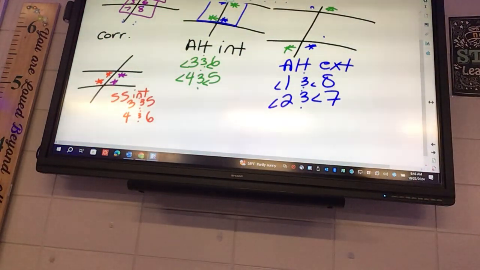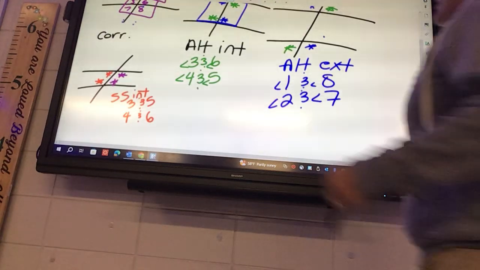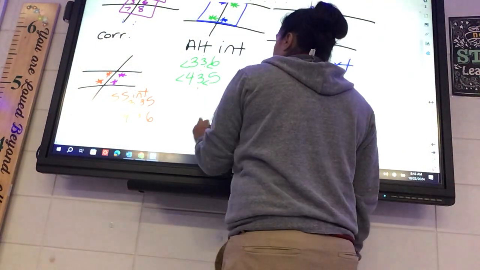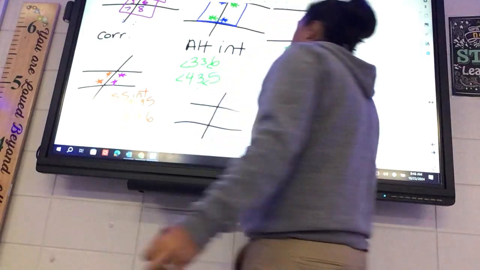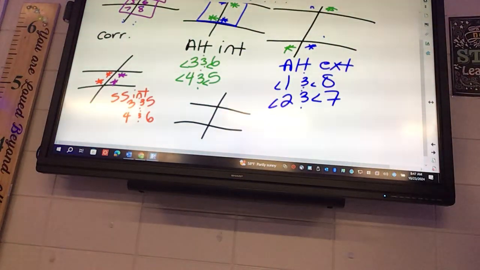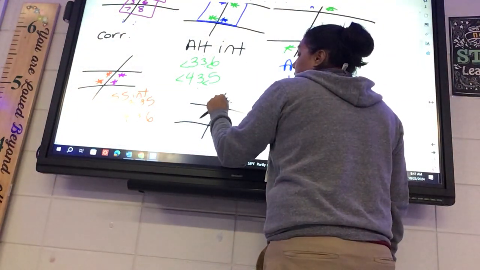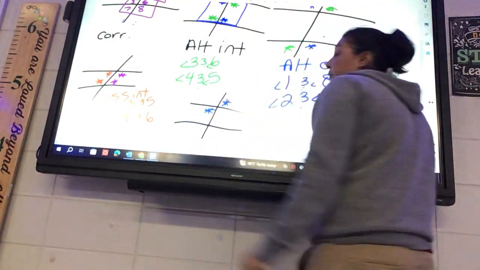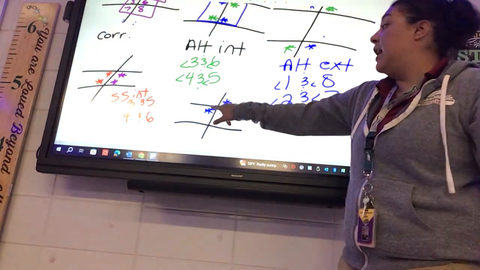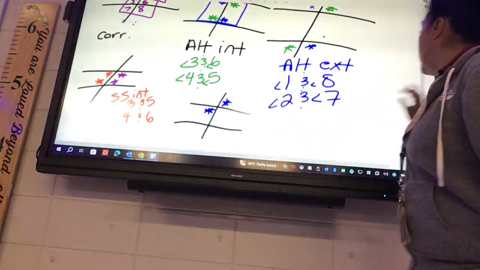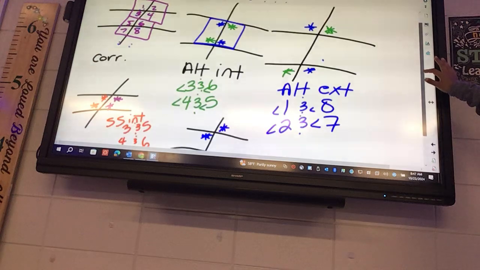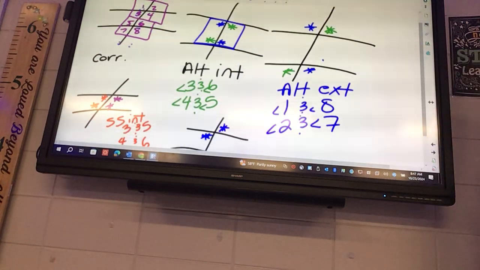And then we've got one more: vertical angles. There are quite a few of them. Vertical angles are going to be across from each other. I'll help you with the first one. This one is on the opposite corner from the other, so 2 and 3 are vertical.